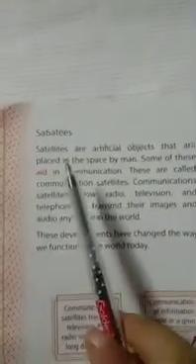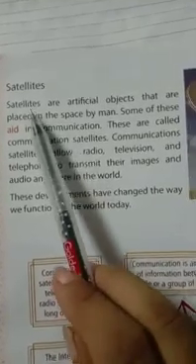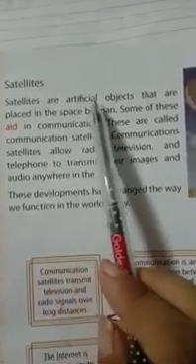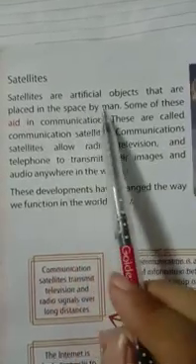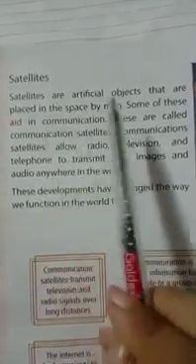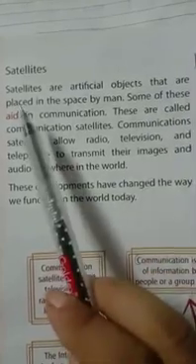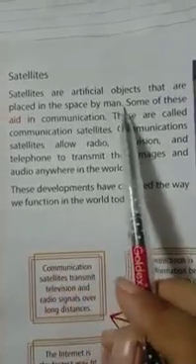Turn to page number 44. Satellites. Now I will explain satellites. What are satellites? Satellites are artificial objects that are placed in space by man.